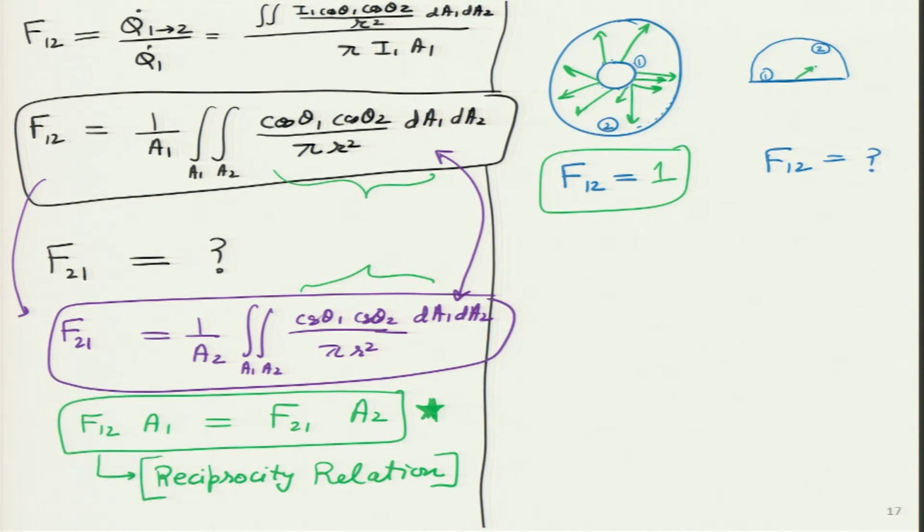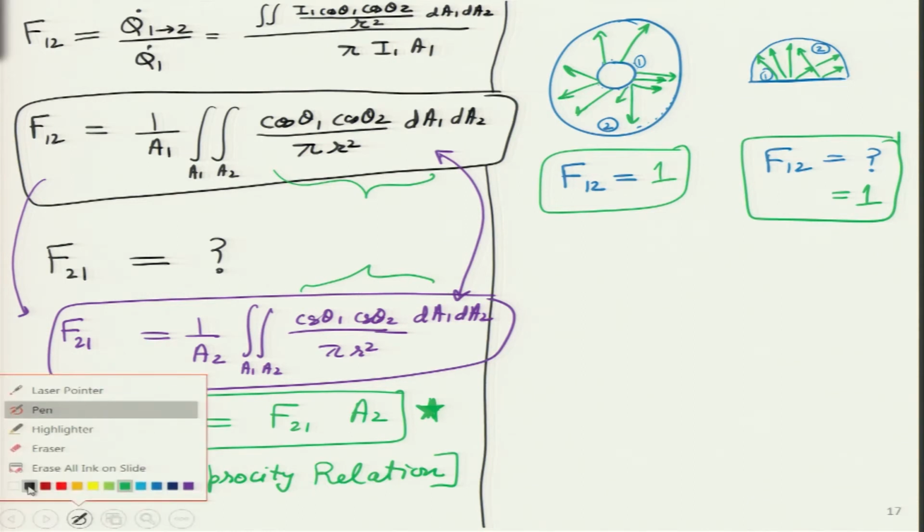So, this radiation leaves and goes over there, this also goes over there. This hits surface 2 directly. So, everything which is leaving surface 1 is hitting surface 2. So, here also we can write F12 is equal to simply 1.